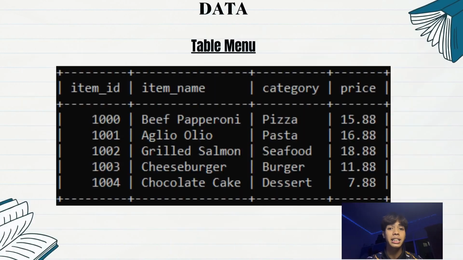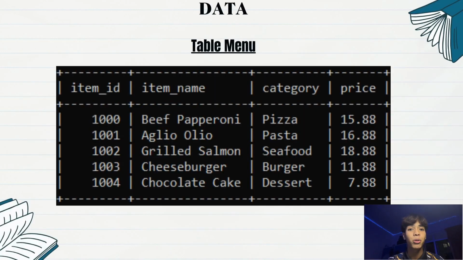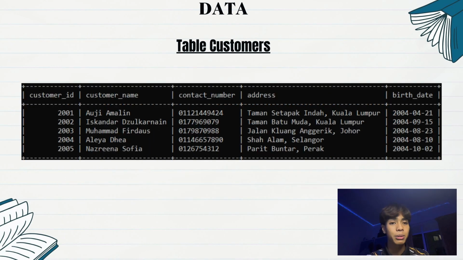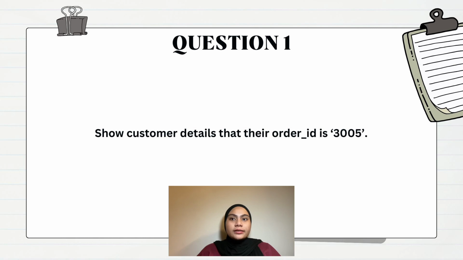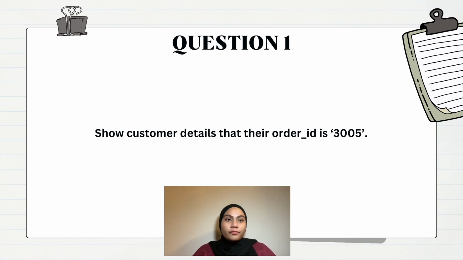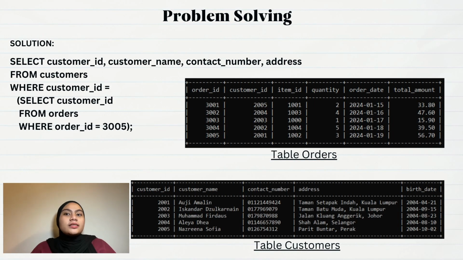Before that, this is the table that was created, which is the table menu, table customers, and table orders. For question 1, show customer details whose order ID is 3005. The query is: select customer ID, customer name, contact number, address from customers, where customer ID is select customer ID from orders, where order ID is 3005.